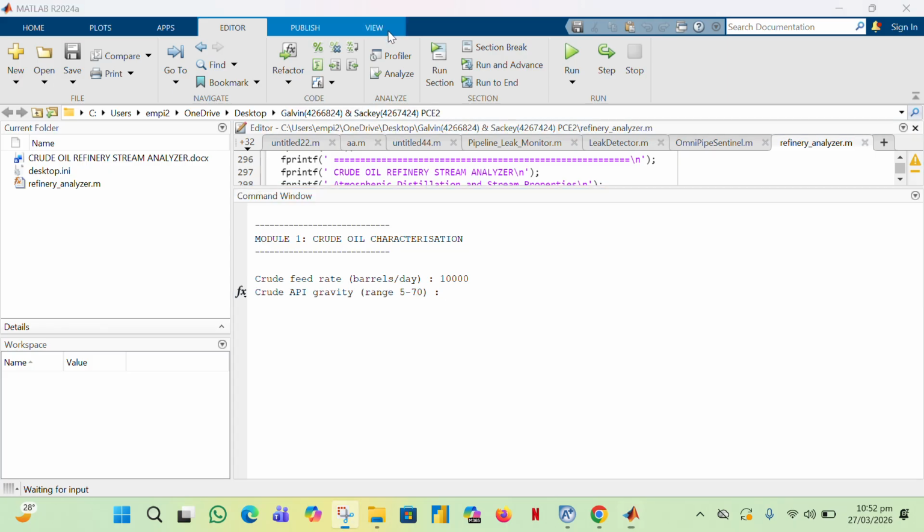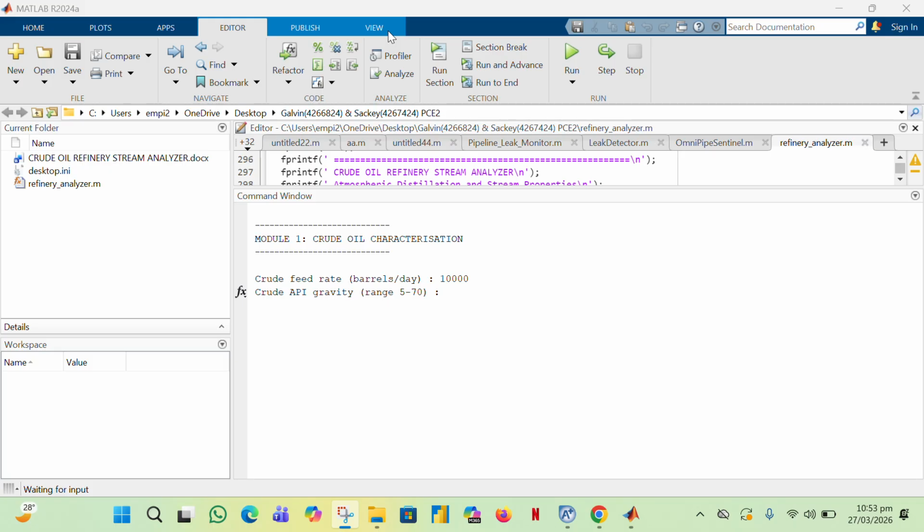Press enter. And next, it asks for the API gravity. API gravity is a number that tells you how light or heavy the crude oil is. The higher the number, the lighter the oil. And water says that's 10. This shows that oil will always be above 10 because oil is lighter than water. When water and oil are in the same container, water is always below oil. So the values for the API gravity of any crude oil should always be higher than 10.